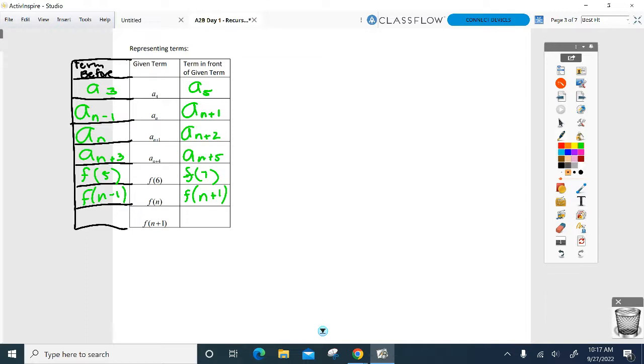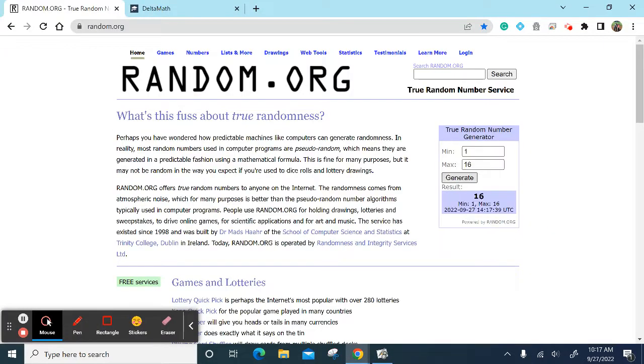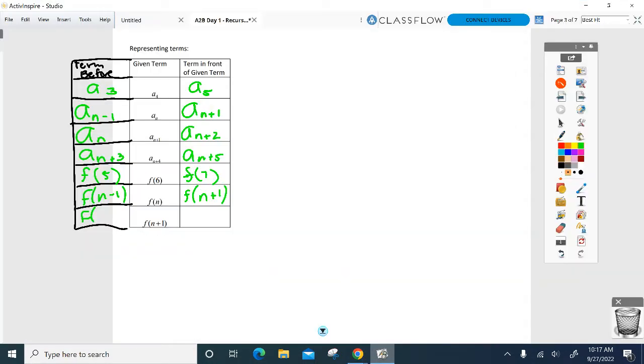And then finally, what if I'm on N plus 1? Go backwards 1. It should be what? F of N. And what about the one ahead of it? N plus 2. Good job, Howard.